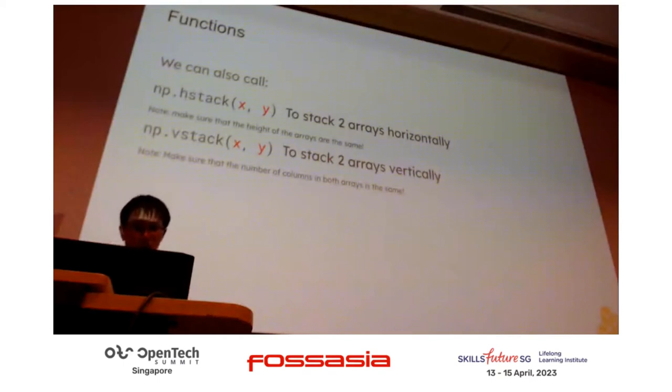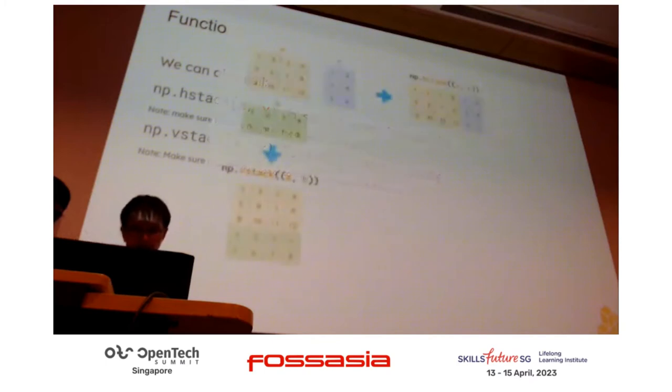So similarly, vstack(x, y), where x and y refer to two different arrays, stacks two arrays vertically. So rather than stacking two squares horizontally, think of it as stacking two boxes vertically, where you need to have the same number of columns, like the same width, to stack those two together. So I think this image summarizes it quite well.